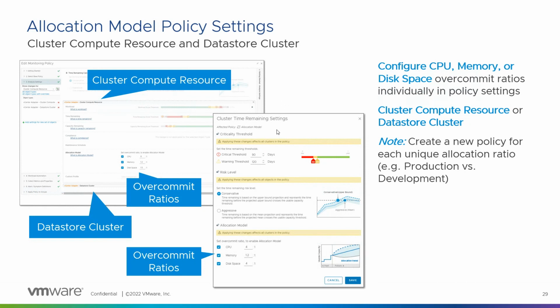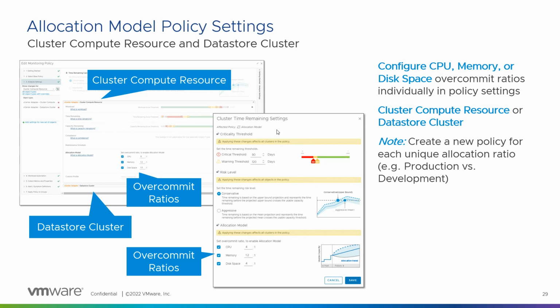Since we're talking about the allocation model, the important part here is defining your overcommit ratios. This is how many vCPUs per core you want to run, how many gigabytes of virtual machine memory to physical memory you want to run, and how much virtual disk space you want to overcommit compared to the physical disk space that you have. You can configure each of these. If you want to configure it just for CPU and not memory, you can do that. You can configure CPU, memory, or disk space. You can pick one or two or three of them. It's really up to you.